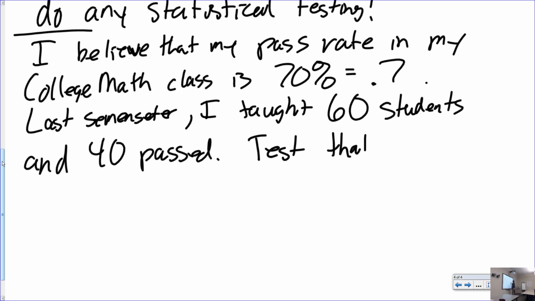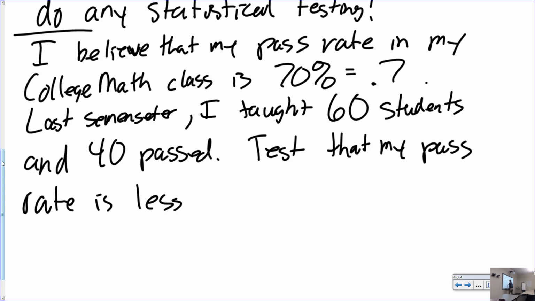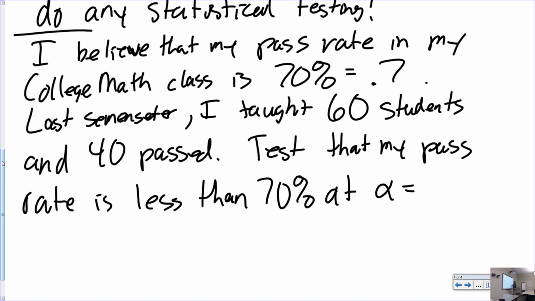Test that my pass rate is less than 70% at alpha equals 0.05 level of significance. So, in theory, if I was going to make this claim that I passed 70% of my students, and this is the data I gathered, could someone tell me that I am a liar?